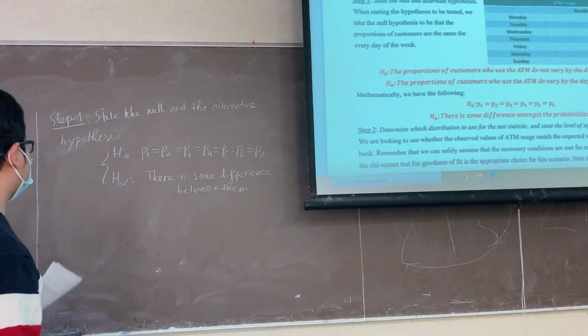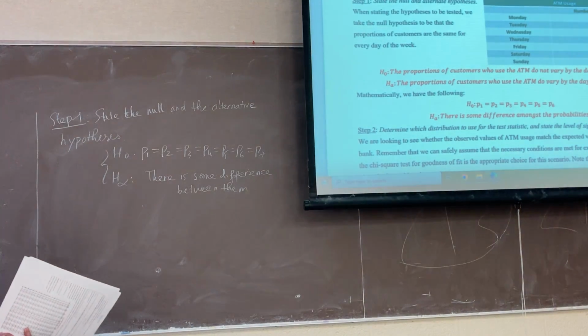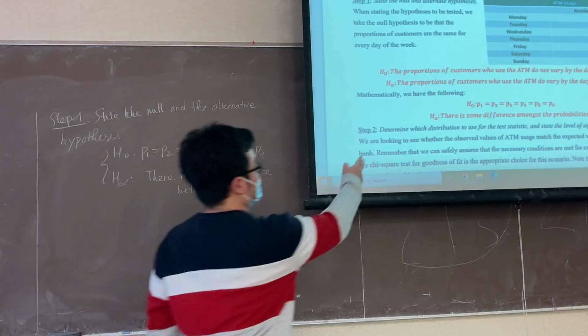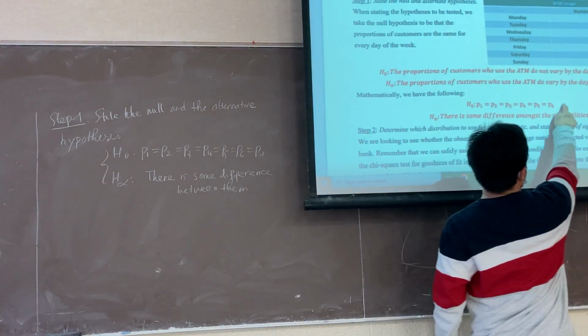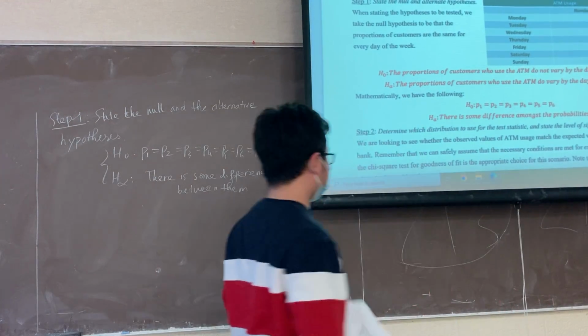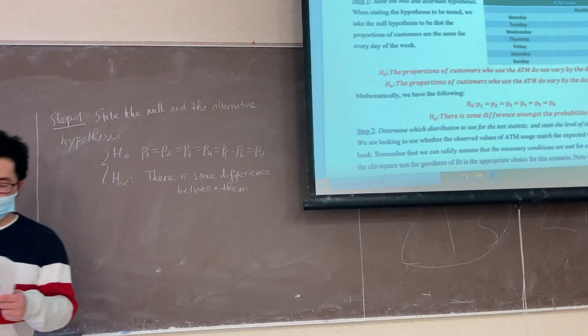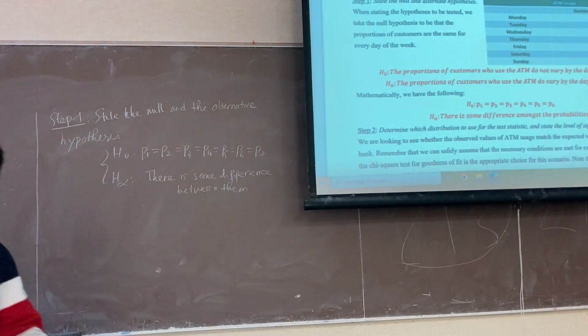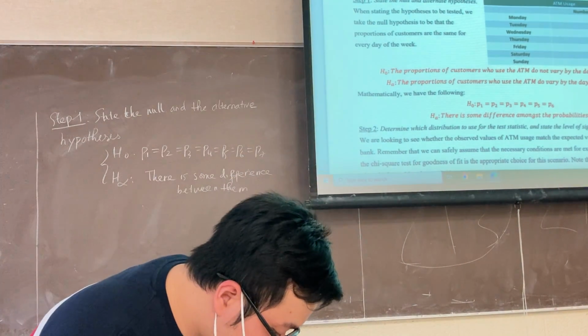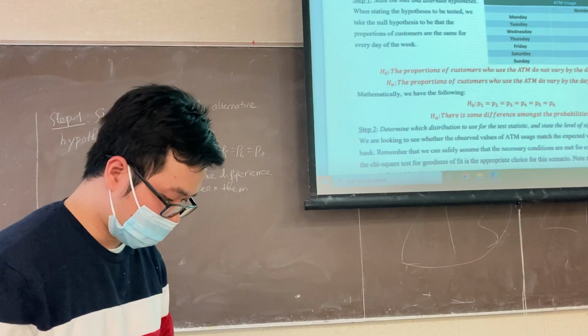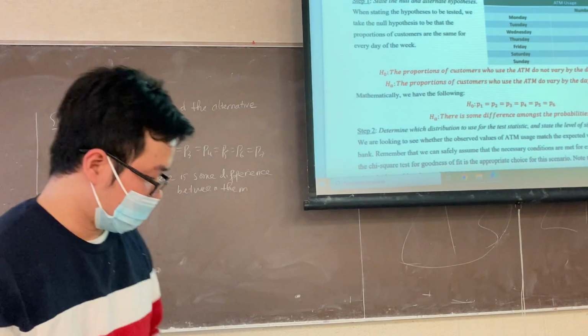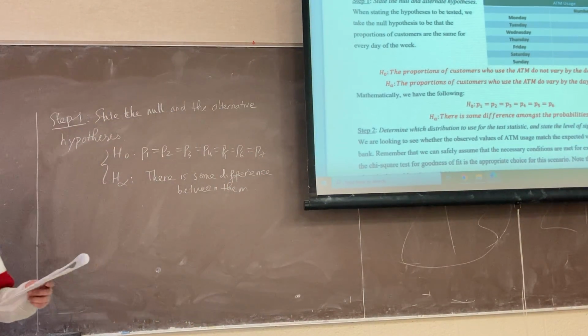Okay, let's see step 1. Mathematically, this is B6, B7 here. I thought this was just my typo. Let's write down here, it's B7. That's the null and alternative hypothesis testing.